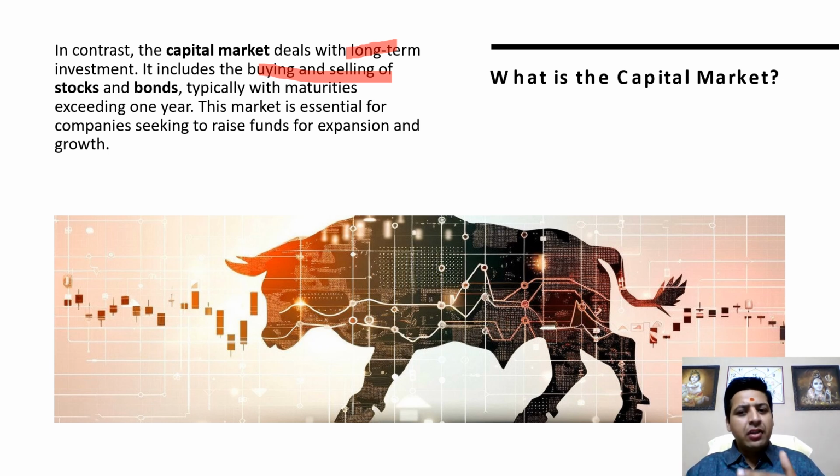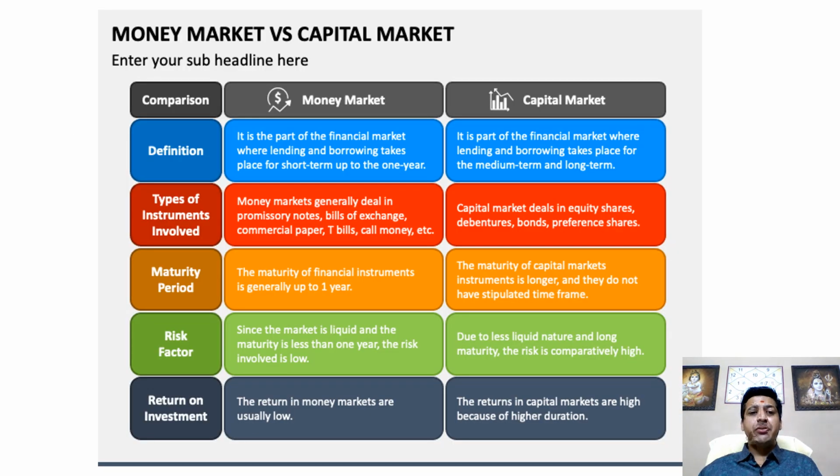So your decisions, your budget, fiscal policies, economic policy, every year budget, railway budget, normal budget, how they are interlinked with each other. This is how your decision with the money market and capital market comes under. Moving further, how both are differentiated from each other.